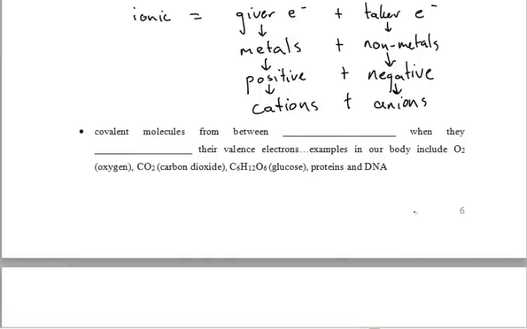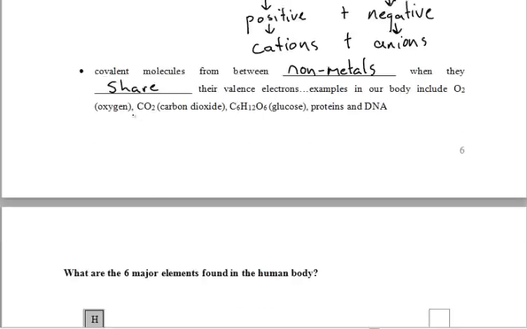In contrast, covalent molecules form between nonmetals. Nonmetals are typically takers. You get two nonmetals together, no one wants to give, they both want to take, and the best compromise they can come to is they actually share their valence electrons. Examples in our body include oxygen, carbon dioxide, glucose, proteins, and DNA.